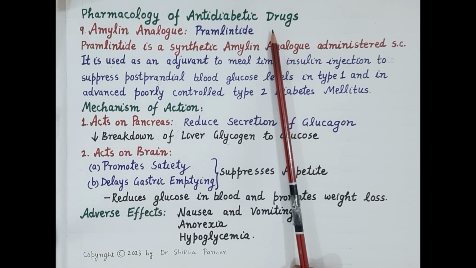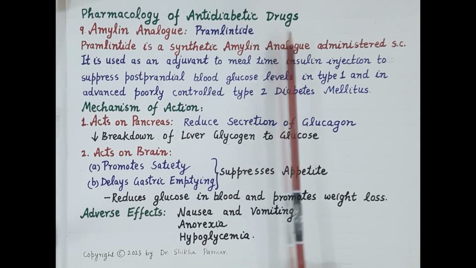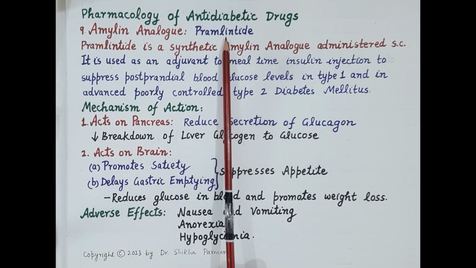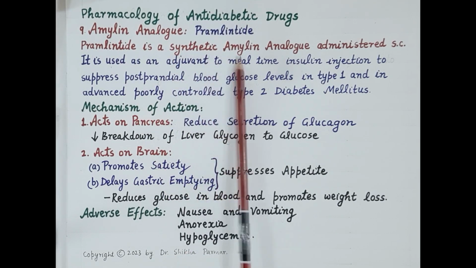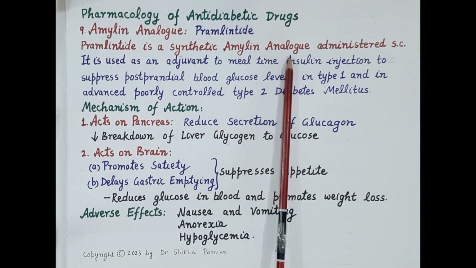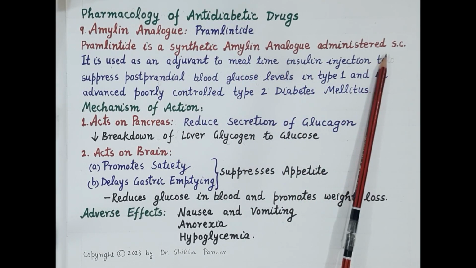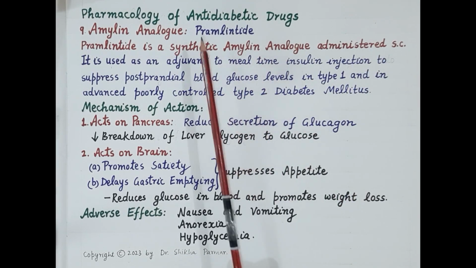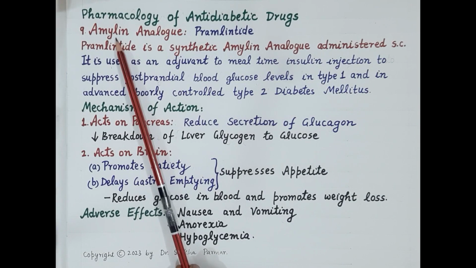Now, the last class of miscellaneous drugs we are going to study in this video is the amylin analog. Pramlintide is a drug that belongs to this class. Pramlintide is a synthetic amylin analog and it is administered by subcutaneous injection. It is very important to understand that amylin is a hormone which is released by pancreatic beta cells along with insulin.